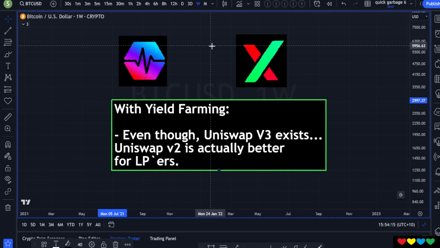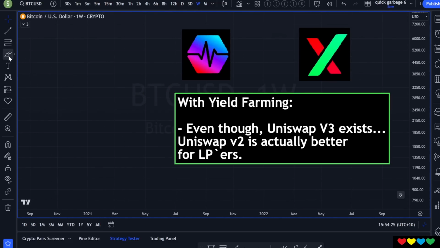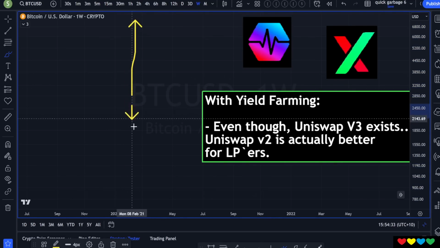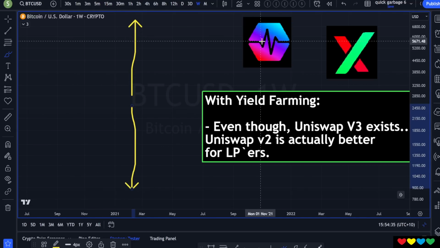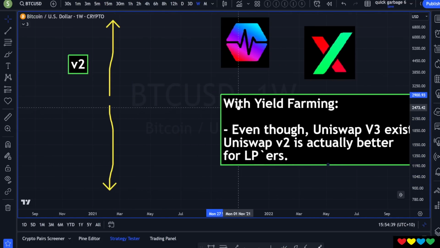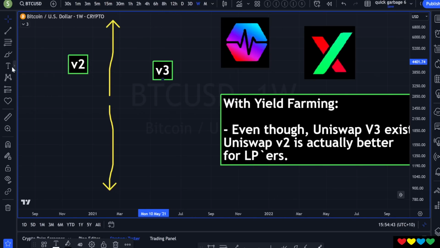Uniswap v2 lets you only do a simple ratio. You evenly spread out your liquidity. When it comes to Pulse and PulseX, for example, you basically have to provide liquidity all the way up and all the way down. It's called full range, okay? This is V2. When it comes to Uniswap v3, Uniswap v3 lets you compact it.